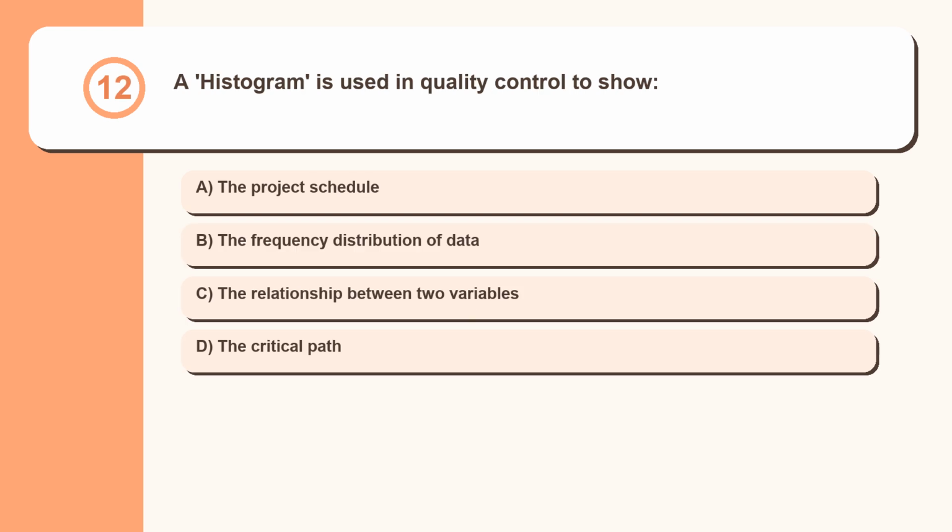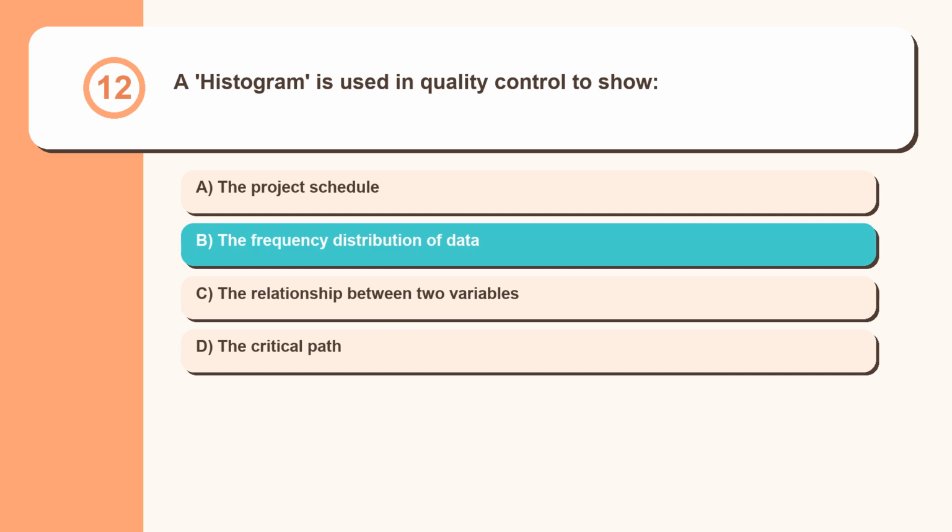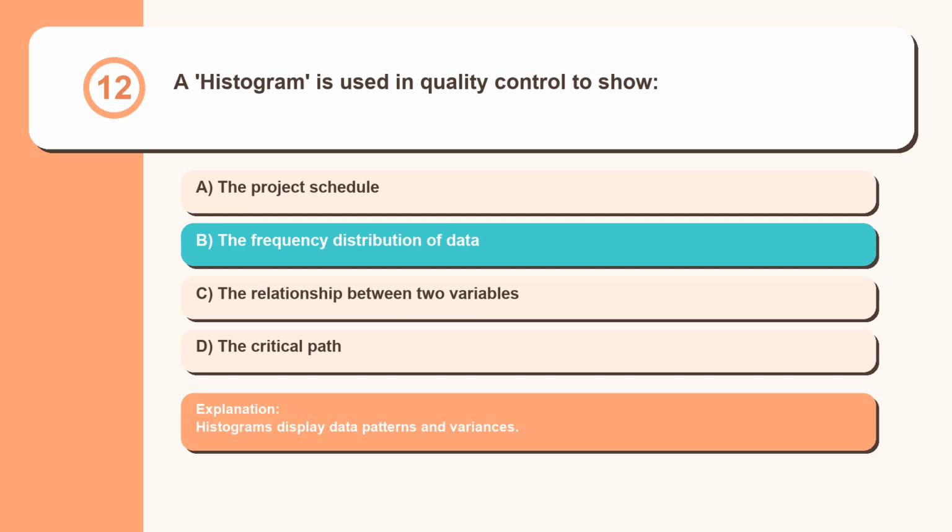Question 12. A histogram is used in quality control to show the project schedule, the frequency distribution of data, the relationship between 2 variables, the critical path. Histograms display data patterns and variances.